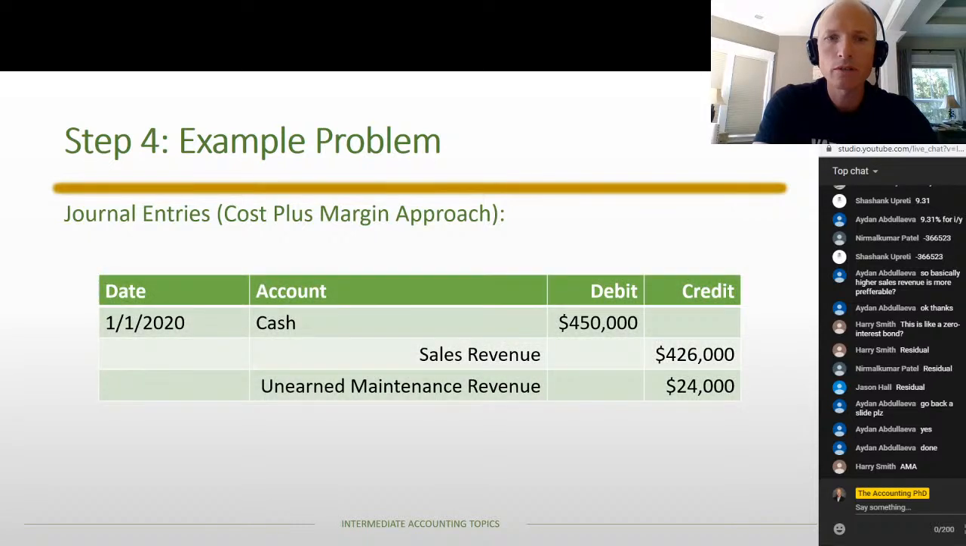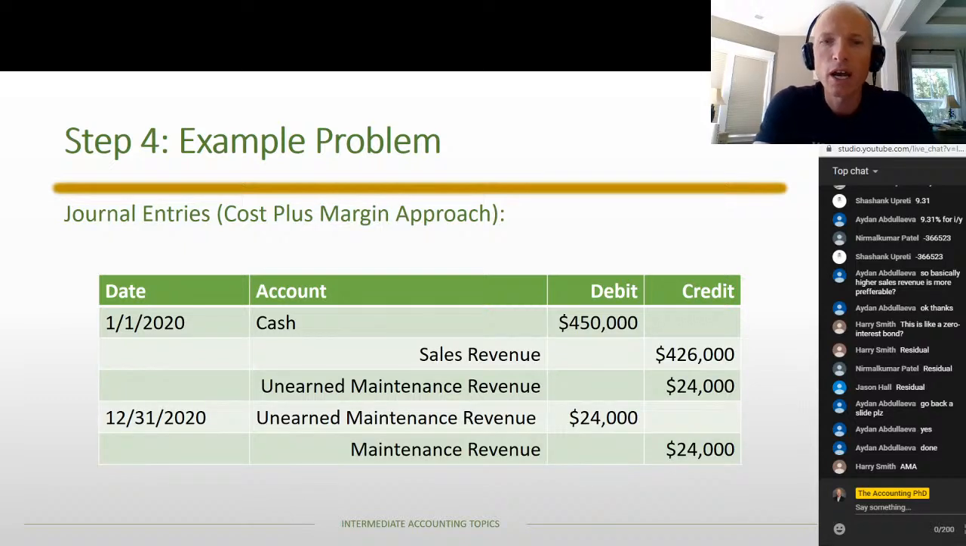So the journal entries, same accounts, different amounts. So the sales revenue is $426,000, the unearned maintenance revenue is $24,000, and of course then over time we earn the maintenance revenue, and by the end of the year we have earned all $24,000. I'm hoping by now when you get to the journal entries, that's not the hard part. The hard part is to figure out the best way to do the allocation.